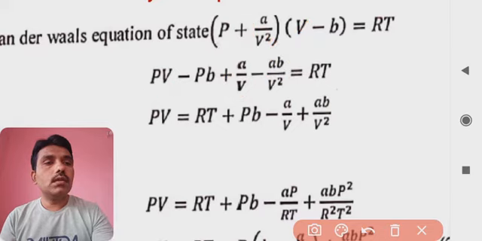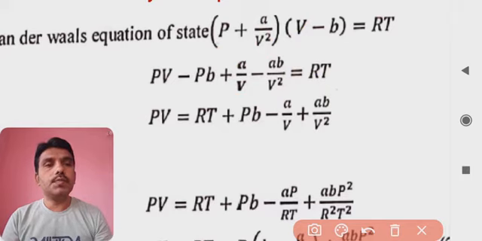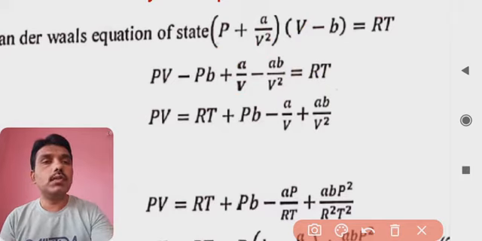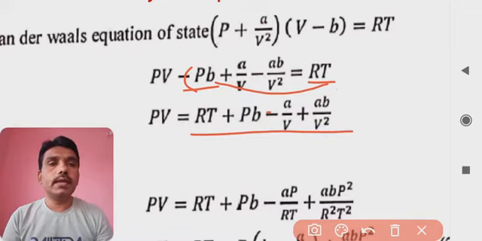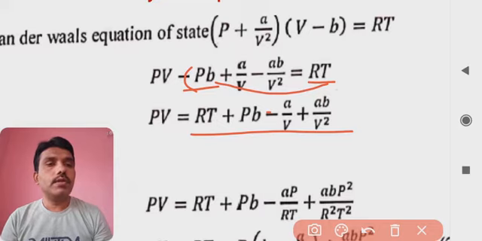Again we need to find the relation for PV, so PV is equal to, the other terms will go to the right hand side. Already on the right hand side we have RT, plus this Pb is minus so it becomes plus on the right hand side. This a by V is plus so it becomes minus a by V. This ab by V square is minus so it becomes plus. So PV is equal to RT plus Pb minus a by V plus ab by V square.